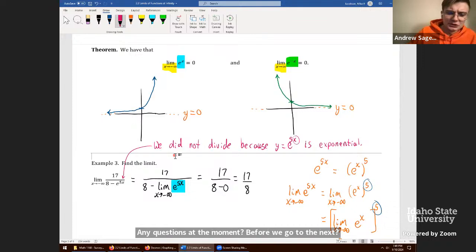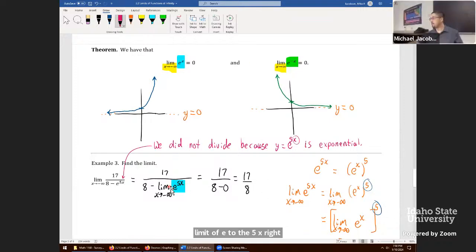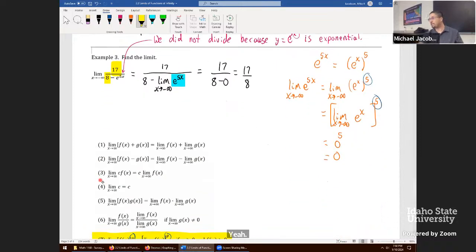Yeah, really quickly. So why is it that we take the limit of e to the 5x right at the very beginning? Right here? Yeah. Gotcha. The major reason for that was these portions right here being constants mean they were unaffected by the limit as x tends towards negative infinity. We were looking at limit law 4 right there.